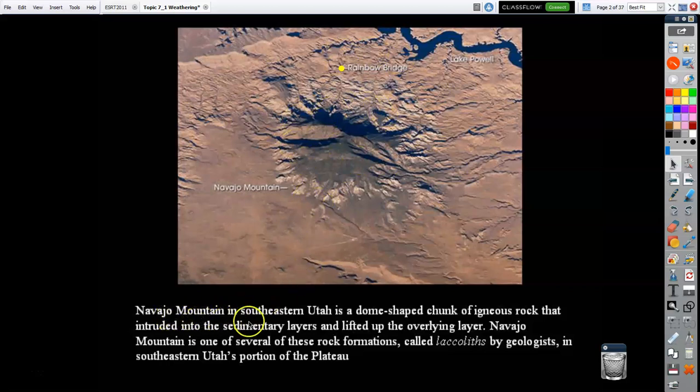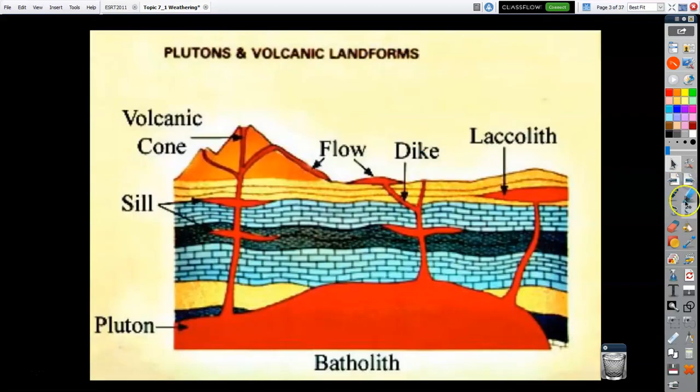So I'll read. It says Navajo Mountain is in southeast Utah. It's a dome-shaped chunk of igneous rock that intruded into sedimentary layers and lifted up the overlying layer. Navajo Mountain is one of several of these. They're called laccoliths. And this next picture will show what a laccolith is.